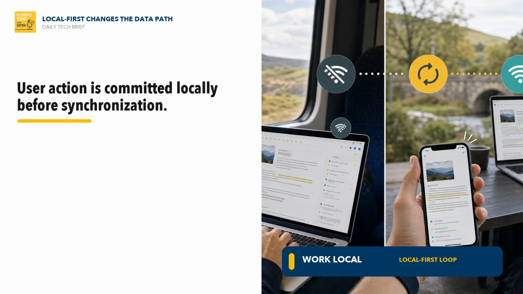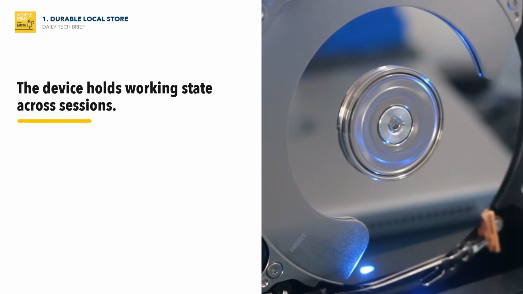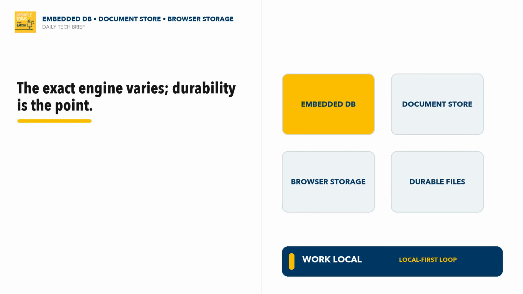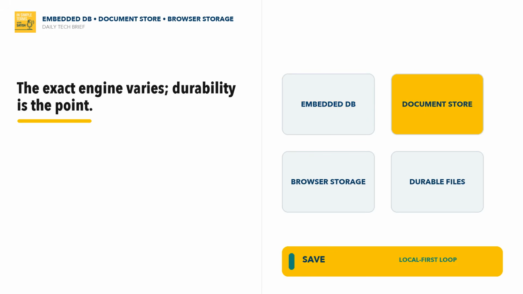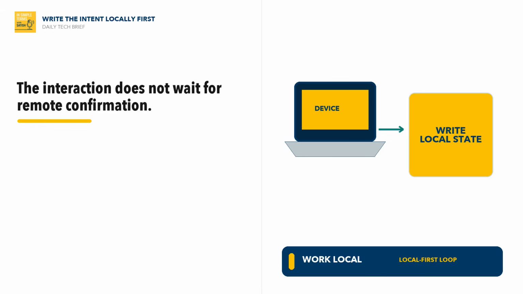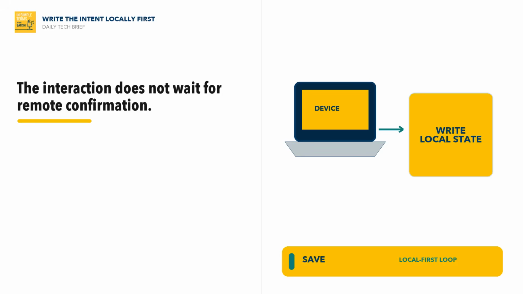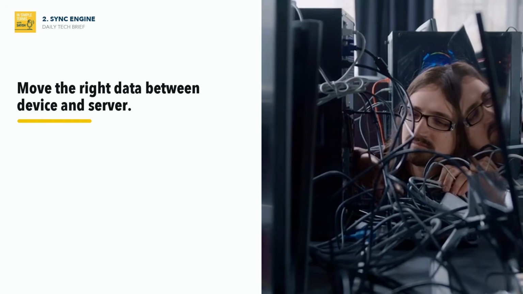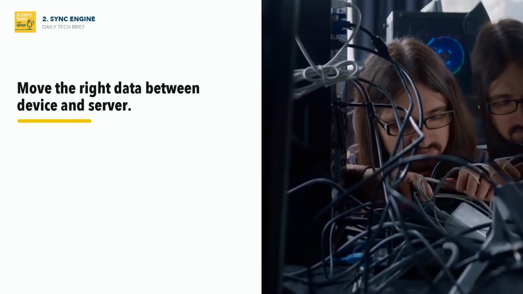Local first changes the data path. The client has a durable local store. That might be an embedded database, a local document store, or browser-backed storage. The interface reads from that local store first. When the user makes a change, the app can record the intent locally first. Then a sync layer moves the right data between the device and the server.